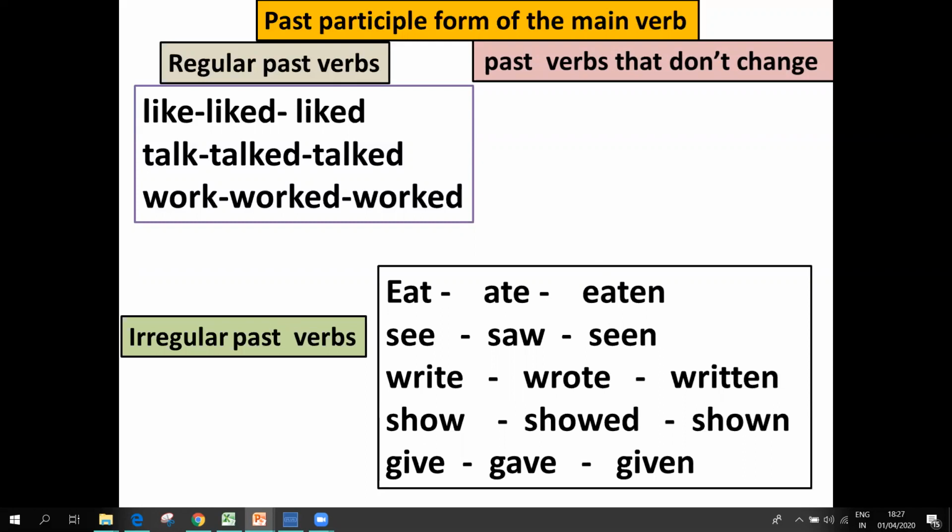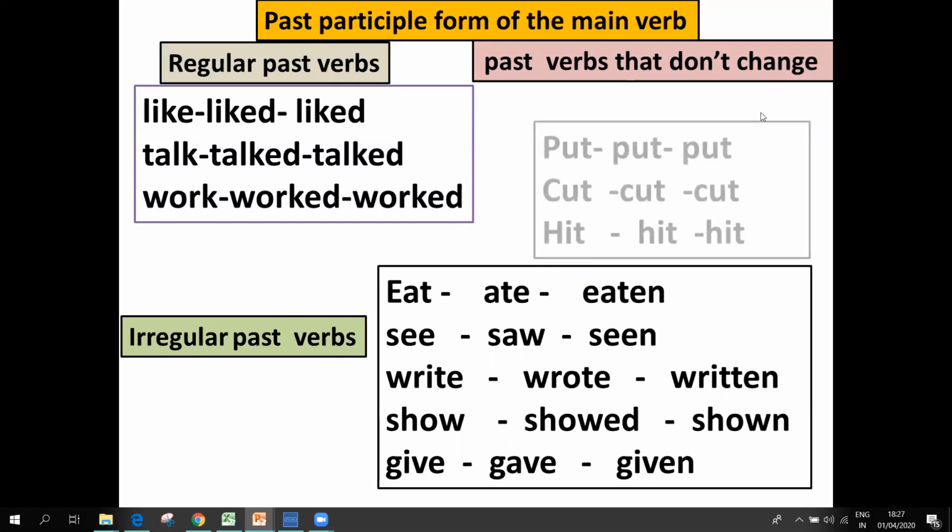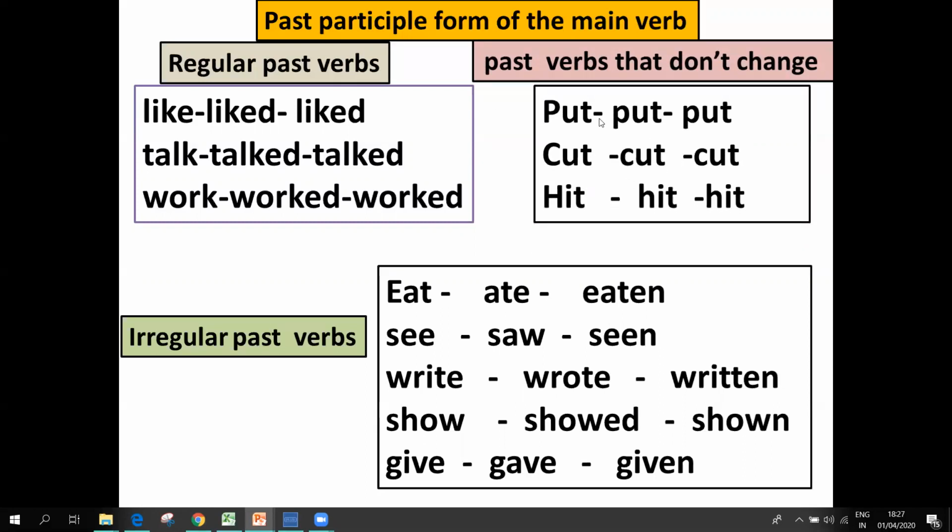There are some past verbs that don't change at all, like put. The past simple form is put, and the past participle form is also the same. You can read the other two examples. If you're a resourceful student, you can do your own research and try to make a log of different verbs under these three categories.